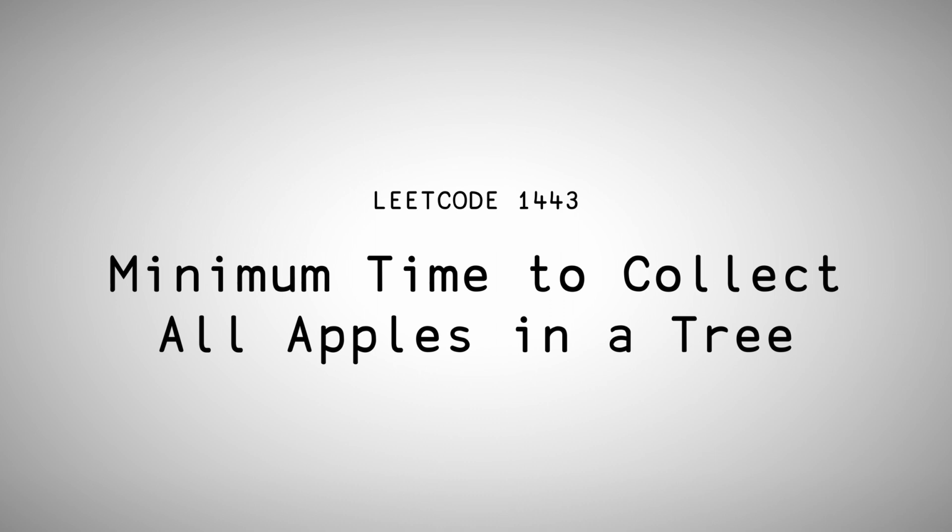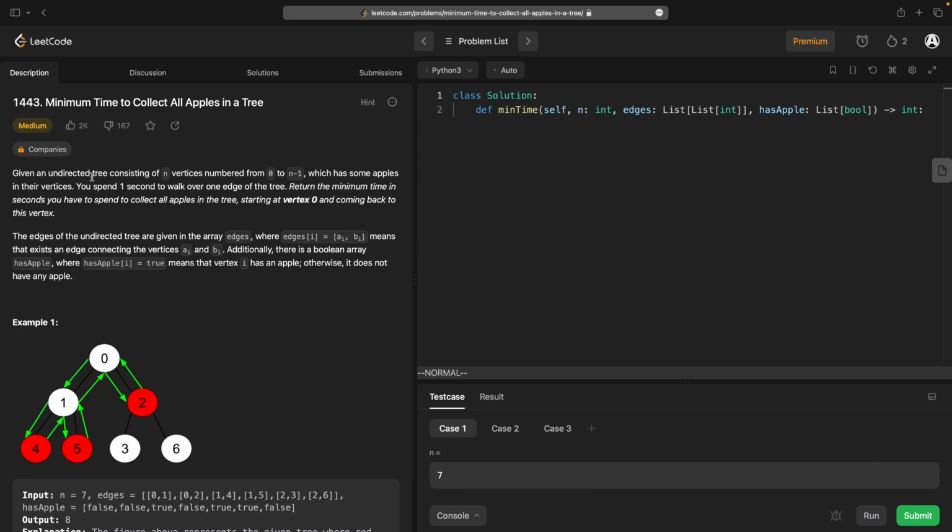Today we're doing the minimum time to collect all apples in a tree problem. Given an undirected tree consisting of n vertices numbered from 0 to n-1, which has some apples in their vertices, you spend 1 second to walk over one edge of the tree. Return the minimum time in seconds you have to spend to collect all apples in the tree, starting at vertex 0 and coming back to this vertex. Okay, so we start at, I assume, the top, and have to make our way back.